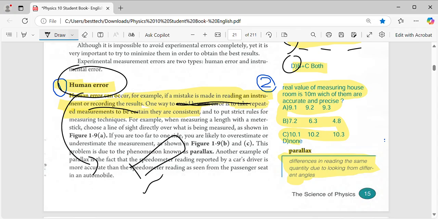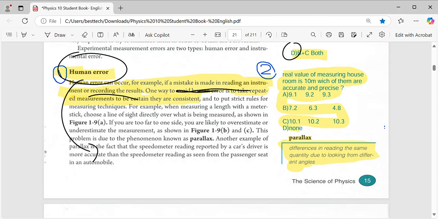For example, we have this object. I would like to measure this. The original length is 6, but I'll do it by myself. I got 2. This is so far, so it means I did it wrongly. The answer is wrong. It's my fault. So this is called human error, because I made a mistake. You made a mistake in one of the steps, so it's called human error.